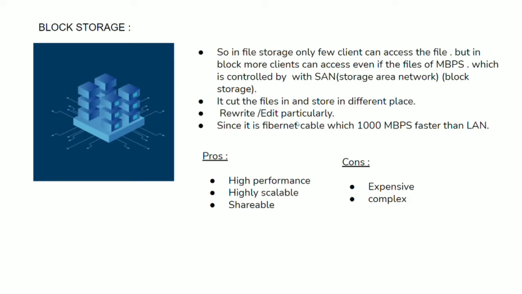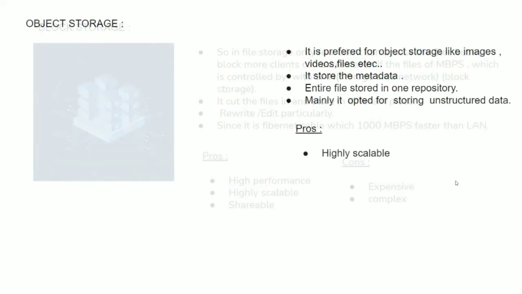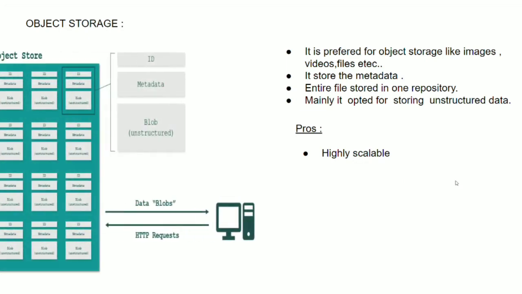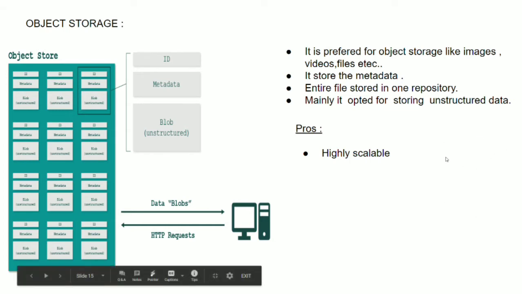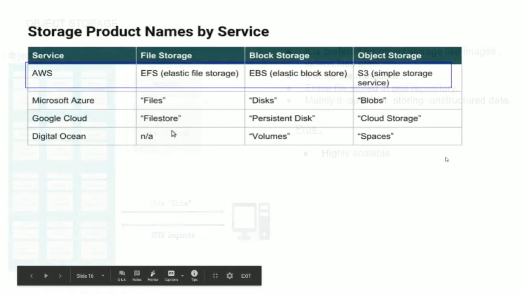The pros are high performance, highly scalable and shareable. The cons are that it is expensive and complex. The next type is object storage. It is preferred for storing objects like videos, files, etc. It stores metadata, which is used for sorting purposes. The entire file is stored in one repository. It is mainly opted for storing unstructured data. The main pro is that it is highly scalable.